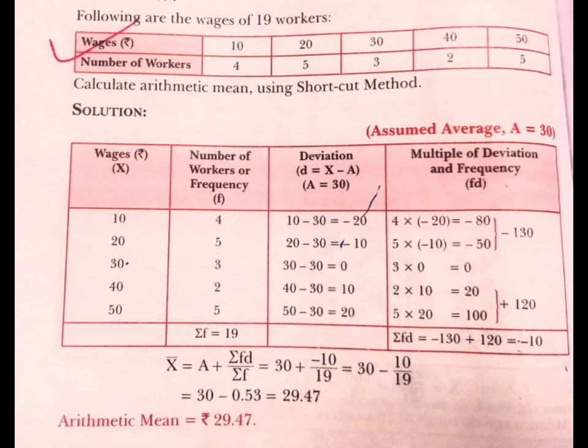10, 20, 30, 40, 50 में से मिडिल क्या है, 30. तो उन्होंने 30 को assume किया. 10 - 30, 20 - 30, 30 - 30, ऐसे करके उन्होंने पूरा निकाल लिया. और फाइनली fd उन्होंने कर दिया, यानी फ्रीक्वेंसी की मल्टीप्लिकेशन डेविएशन से, जिसमें हमारा आंसर कैसे आया, -130 जो सब्ट्रैक्शन के थे, प्लस का 120 जिसमें से हमारा कितना बचा, -10.